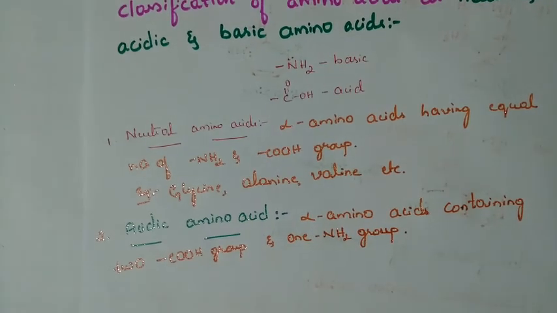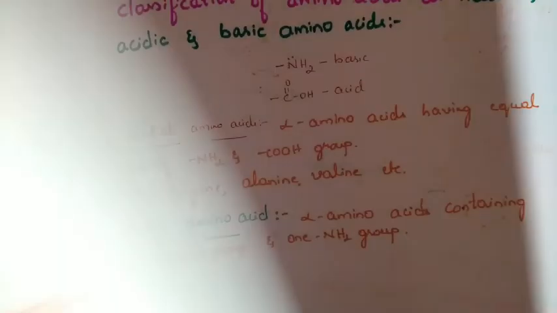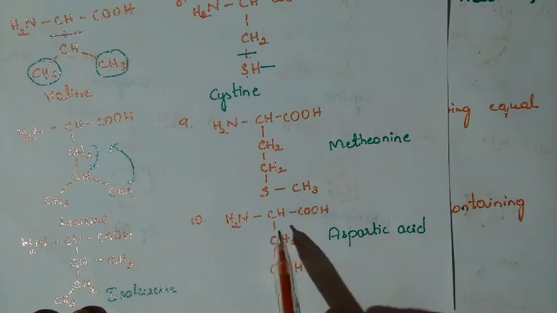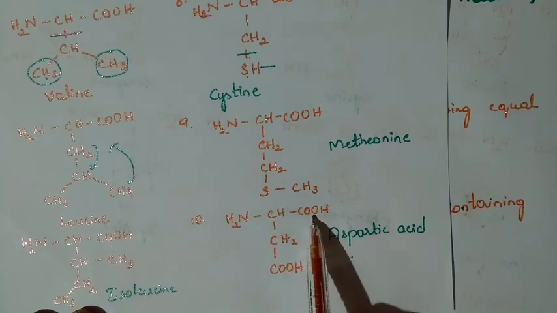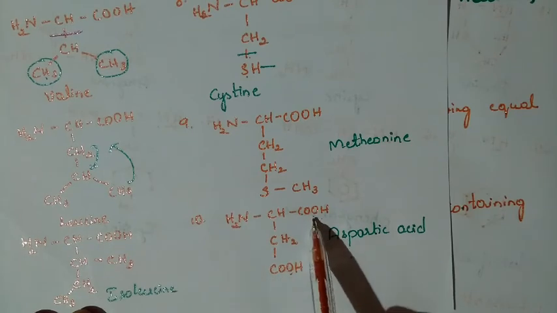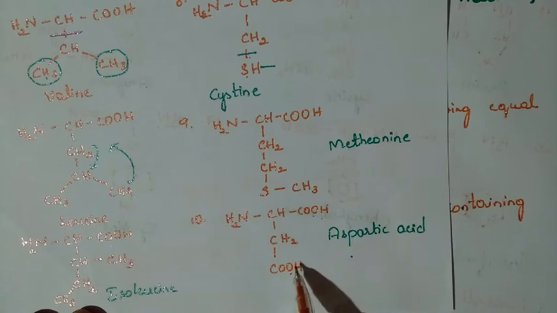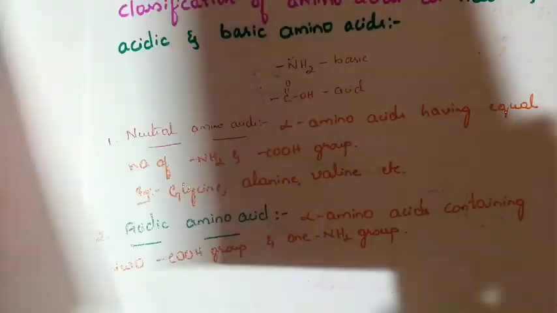So we can observe aspartic acid. We'll consider aspartic acid. You can observe here, 1 NH2 group is there and 2 COOH groups are present. So if a greater number of acid groups are there, those are called acidic amino acids.